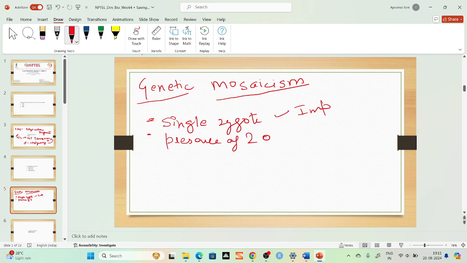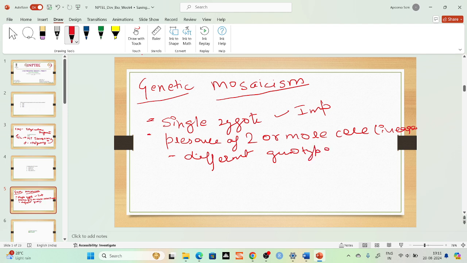Presence of two or more cell lineage, and these lineages have different genotypes. Okay, so this is your mosaicism. That means two or more cell lineages are present in a single zygote. This is your mosaic condition.